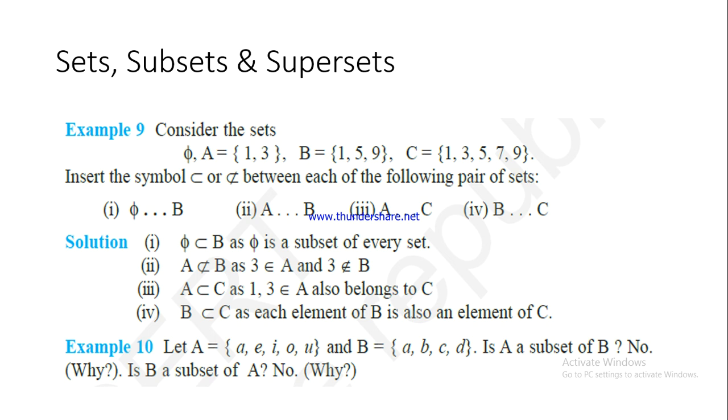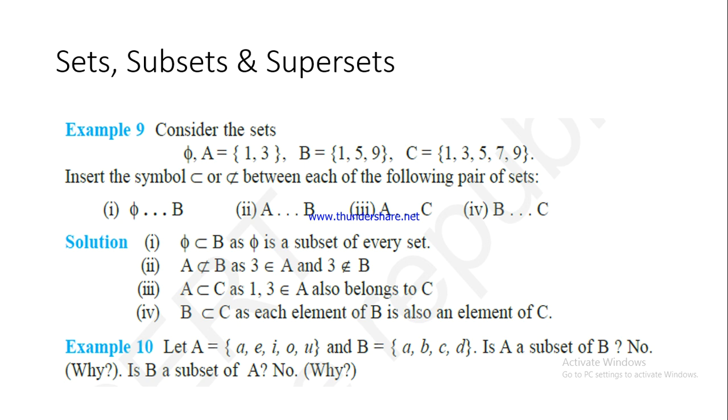So there are 4 sets here. The first set is phi, which means it's a null set, void set. We have already discussed this. The second set is A is equal to 1, 3, which means it has only 2 elements. The third set B has 3 elements, and the fourth set has 5 elements.